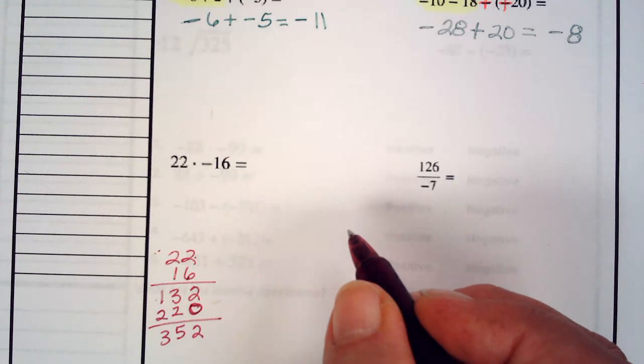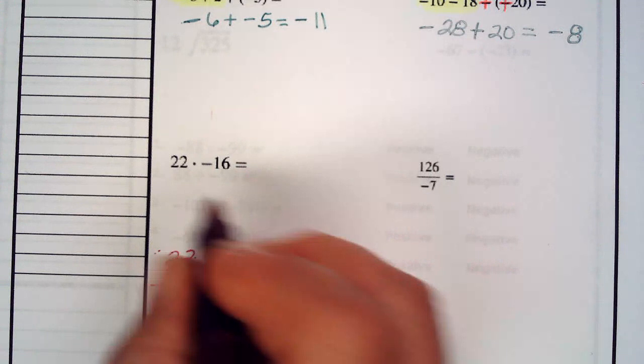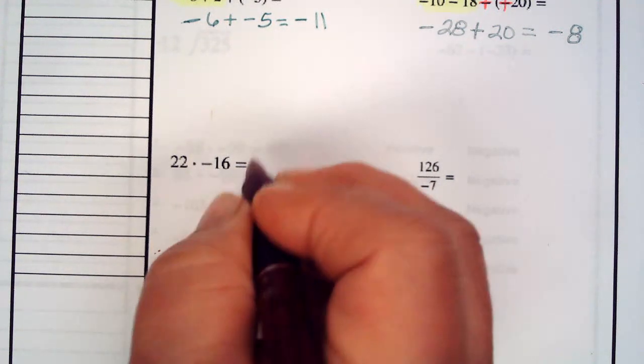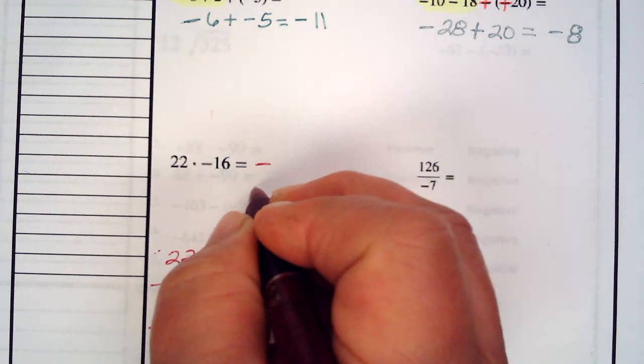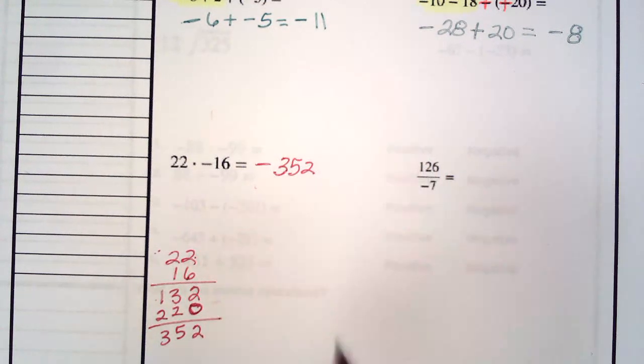Okay, so I've got the answer, but now I need to decide whether it's positive or negative. Positive times negative is a negative, and this will be 352.